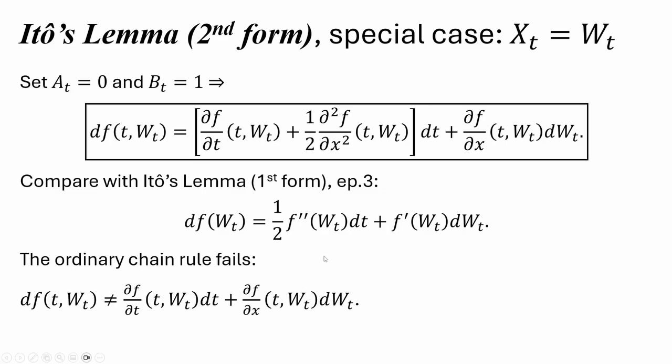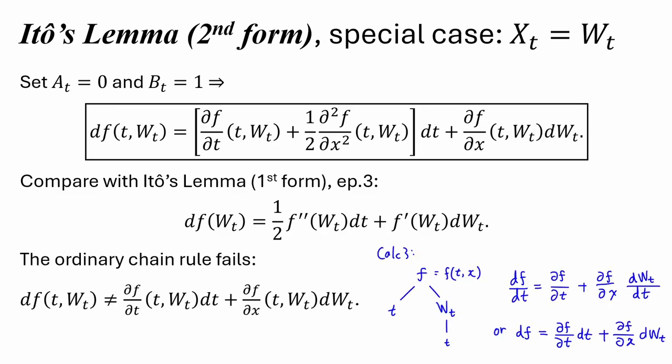Note that the regular chain rule fails. In calculus 3 or multivariable calculus, if we see a function f of t and W_t, we can draw this dependency diagram. f depends on t explicitly, and it also depends on t through W_t, which occupies the position of the second variable. And by the chain rule from Calc 3, the total differential df equals the partial derivative df over dt times the differential dt plus the partial derivative df over dx dW_t. And compare this with the correct formula, second order derivative term is missing. Do not use the ordinary chain rule in Ito's calculus.